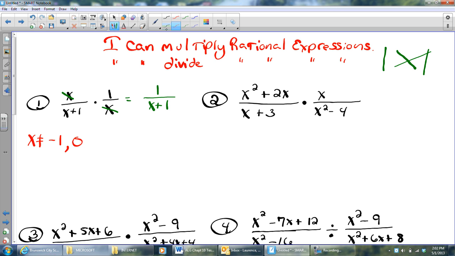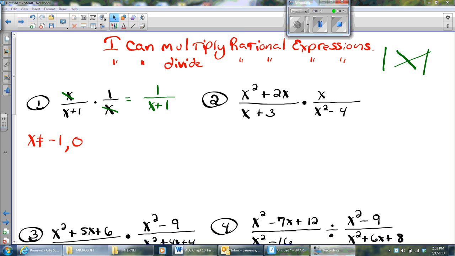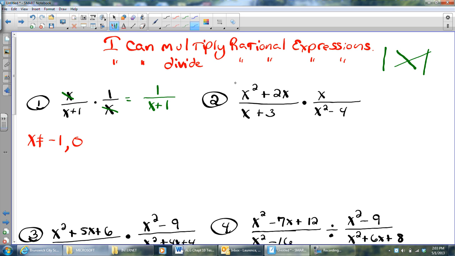Let's look at one a little bit more challenging. This one is going to need to be factored. Okay, so the first thing I'm going to do is factor. So I'm going to factor this numerator, and it looks like I'm going to GCF it. I'm going to pull out an x, and I'll have x times the quantity of x plus 2 over x plus 3.